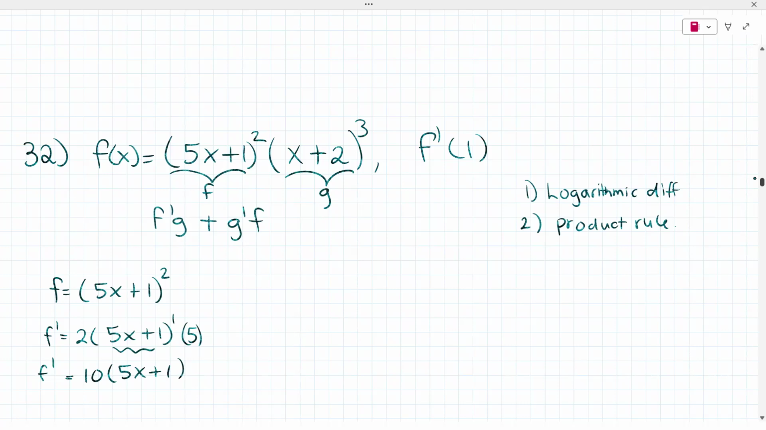Okay. And then the g is x plus 2 cubed. So my g prime is going to be power rule, so 3 times x plus 2 squared times the derivative of x plus 2. So the derivative of x is 1. The derivative of 2 is 0. So this is going to be 3 times x plus 2 squared.